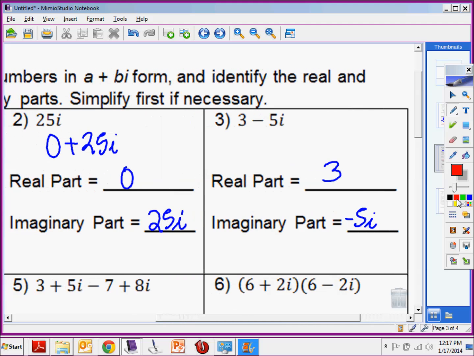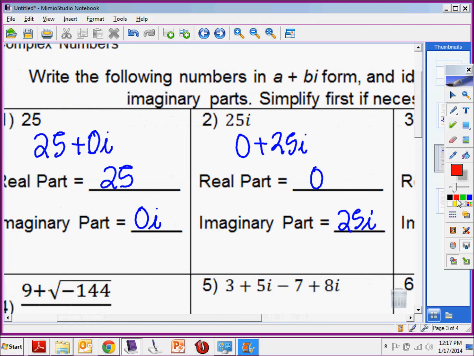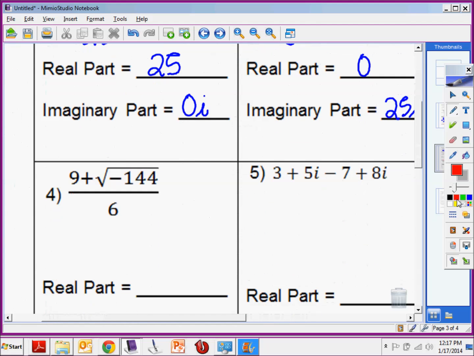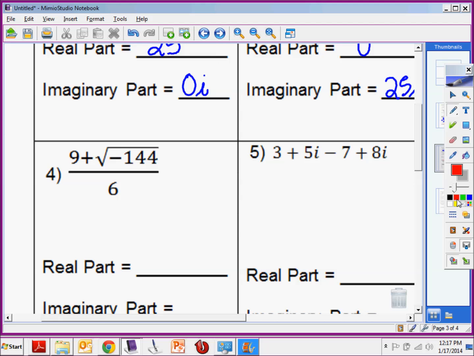Alright, it gets harder. What do I need to do here? I need to simplify it first. So when I simplify this, I'm going to end up with 9 plus square root of negative 12, so 2i√3, over 6. Can I reduce that? Yes, you can divide by 3, because they're all divisible by 3. So this equals 3 plus 4i over 2.